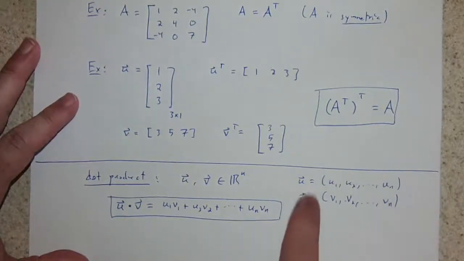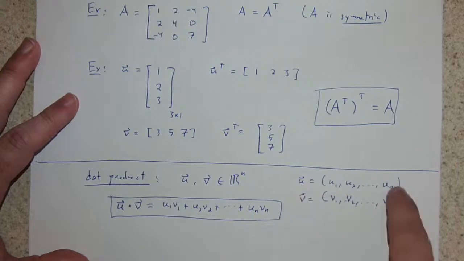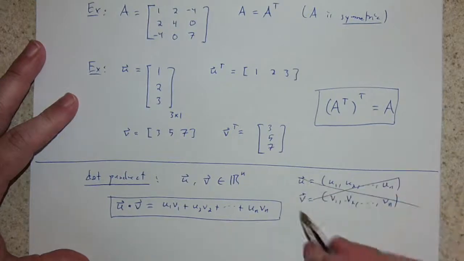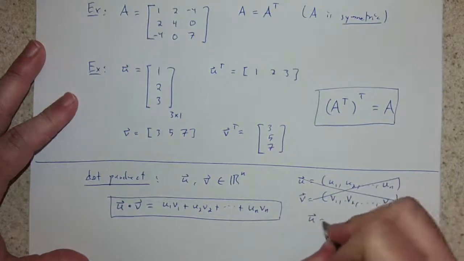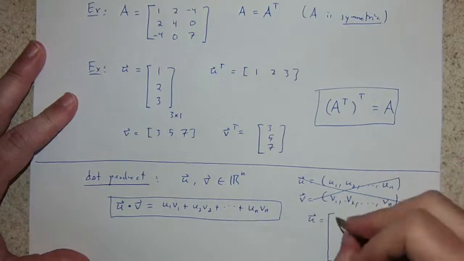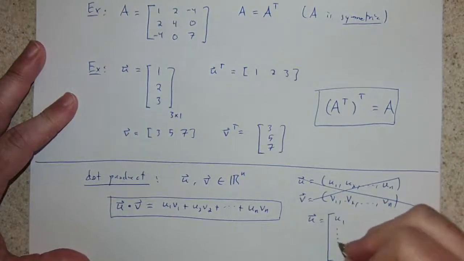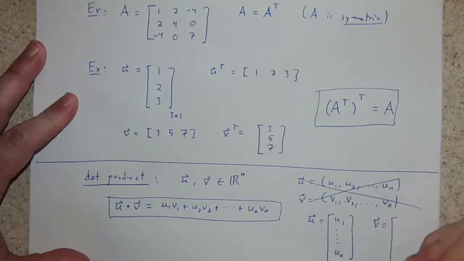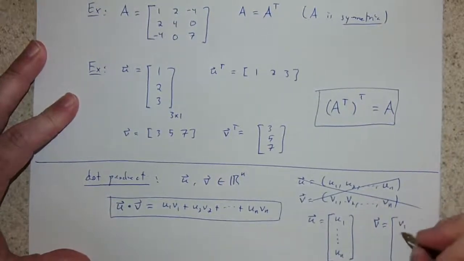Now, you might say, well, okay, these are for ordered n-tuples, but I can write u and v like that, but I could also write u and v as column vectors, right? So if I have two column vectors, u and v, dotting them together is defined exactly in this way.